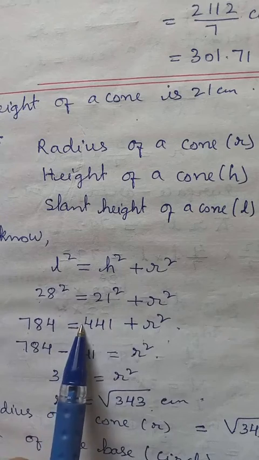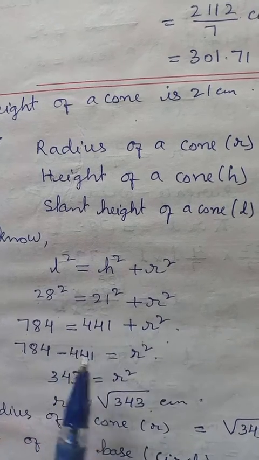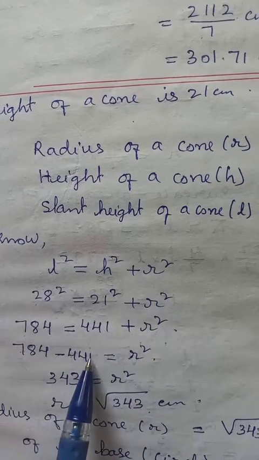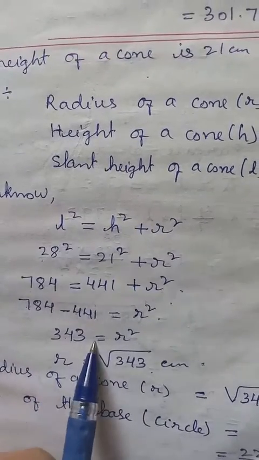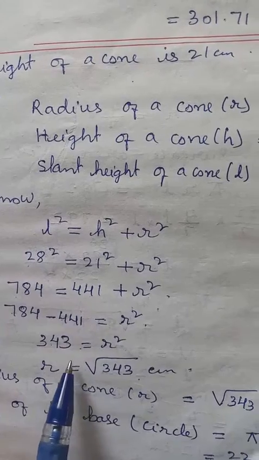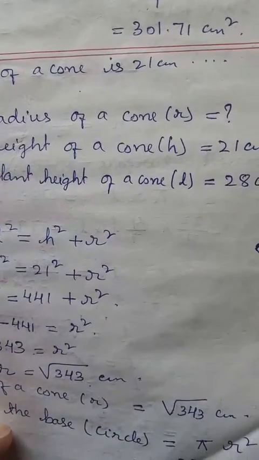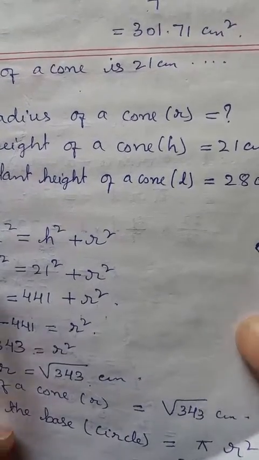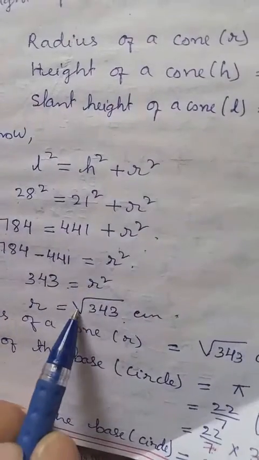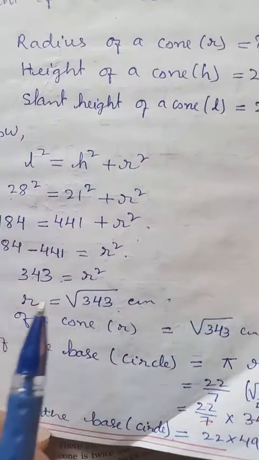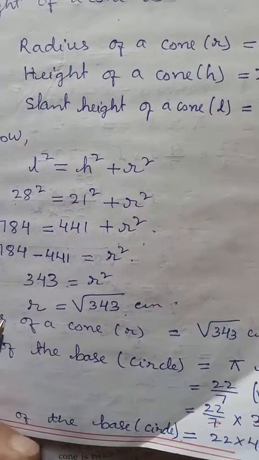So this is plus. If I take this side, it becomes minus. Then instead of plus, now we can put equal. After you subtract them, you will get 343. But we don't want r square, we want only r, so we put square root, okay? So 343 is r square, it is not a perfect square, so let's leave it for the time being because our main aim is not to get the radius, it is to get the area of the base.